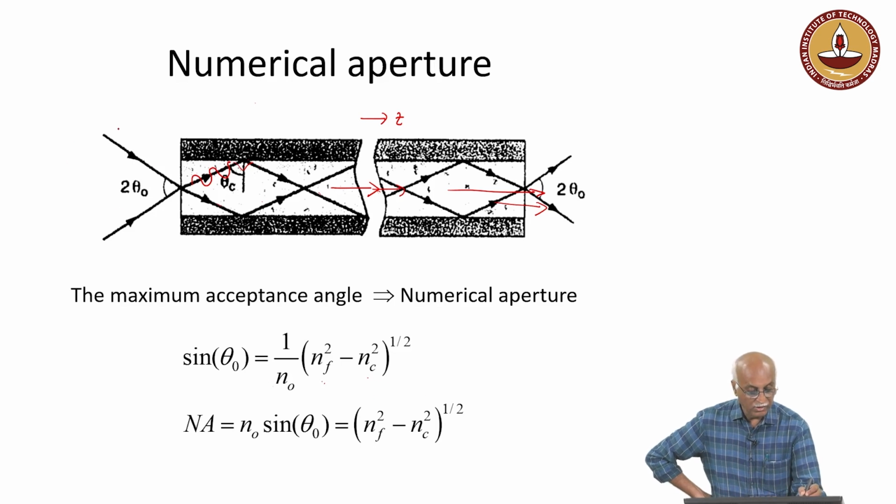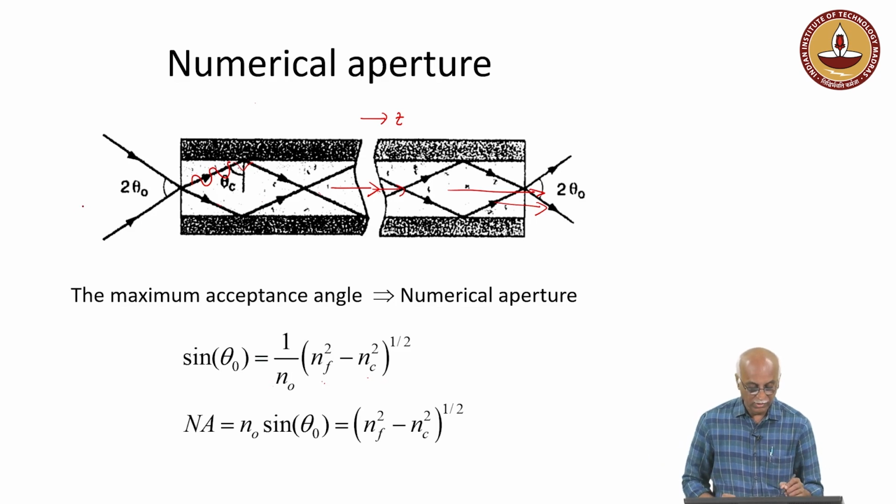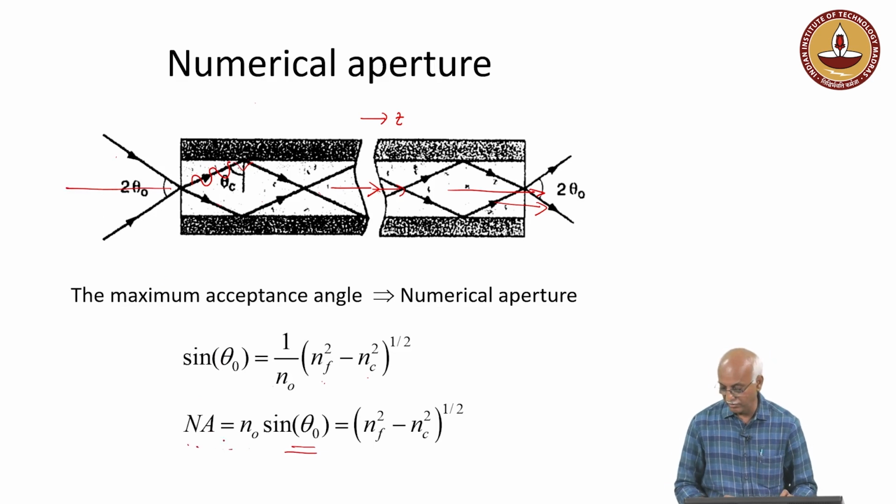N0 represents the refractive index of the external medium, and theta 0, which is half of the acceptance angle, is related to the numerical aperture.